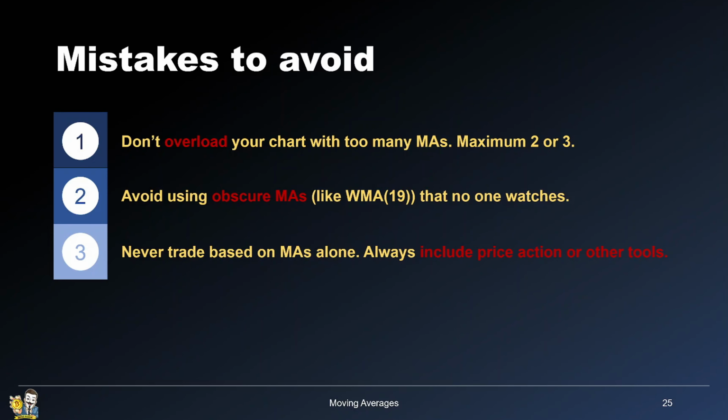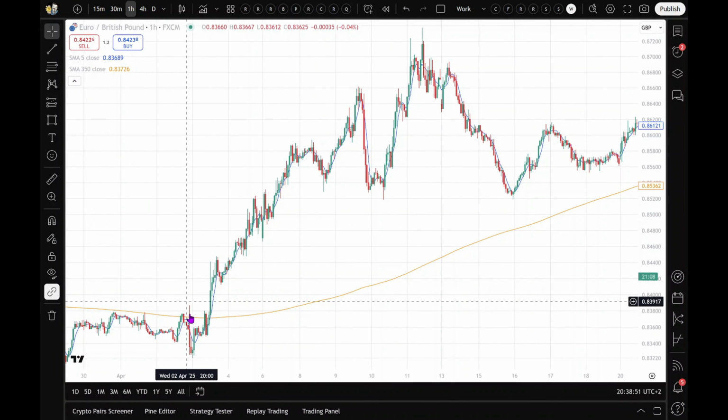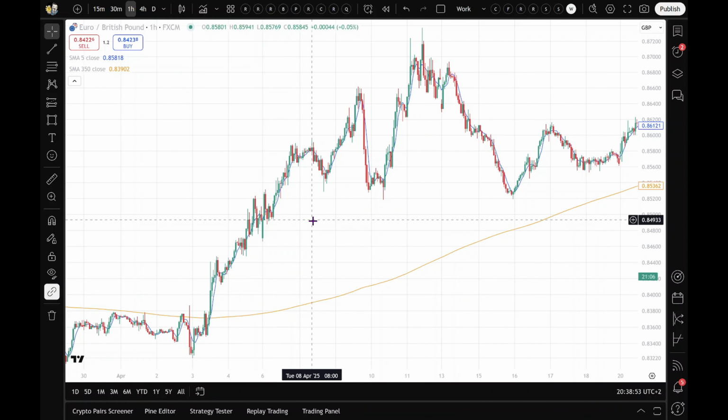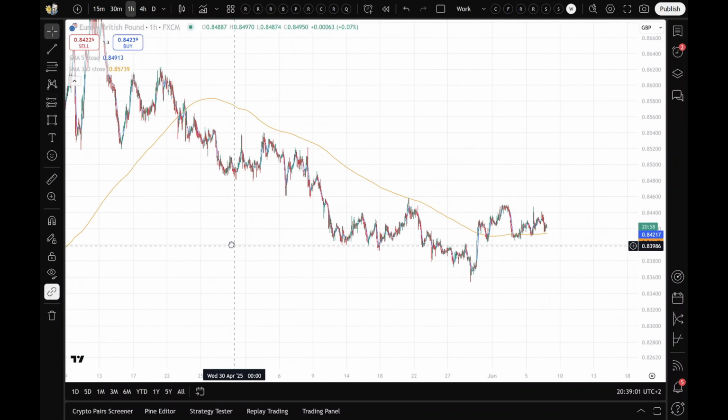Third, never base your trades on moving averages alone. Always combine them with price action or other tools, just like we've seen throughout this video. And finally, you need to choose the right period. Too short gives noise and too long lags behind the market. In this example, the short-term moving average creates lots of signals, while the long-term one generates very few, and as a result, you could miss several good trades.